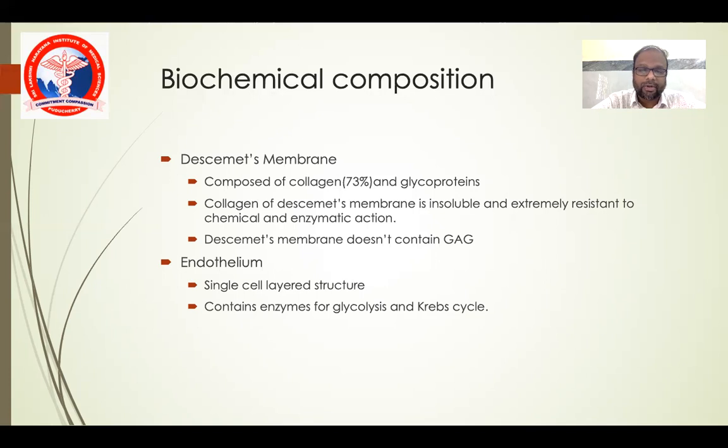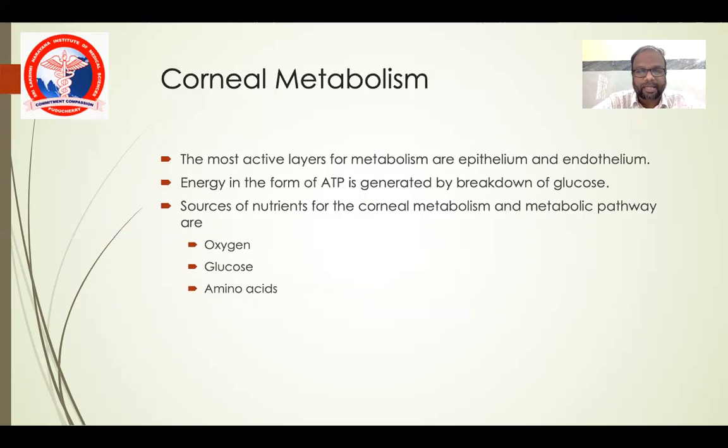As we all know, the endothelium is a single layer structure, with hexagonal arrangement in a mosaic pattern, and we know that the endothelial cells do not regenerate. What happens is when an endothelial cell is lost with aging, the neighboring endothelial cells enlarge and occupy the space, which we call polymegathism. And when they change their shape, we call it pleomorphism. These all we have discussed in anatomy. So the endothelium is a single layer structure. It contains the enzymes for glycolysis and Krebs cycle.